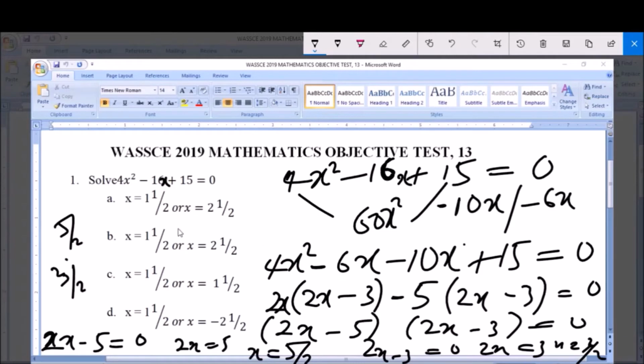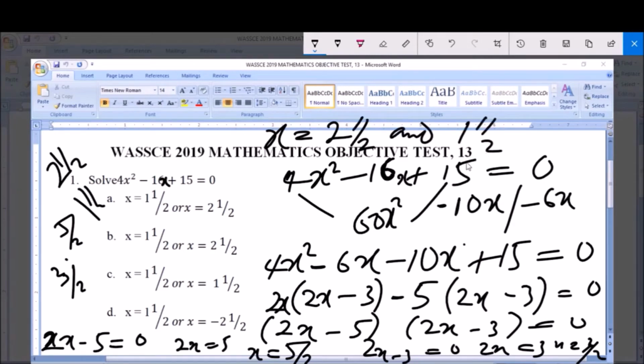But now the answers in this particular question are given in mixed numbers, so we'll solve further. 5 over 2 is the same thing as 5 divided by 2, which gives you 2 whole number 1 over 2, and then 3 over 2 is the same thing as 1 whole number 1 over 2. So our x is equal to 2 whole number 1 over 2 and 1 whole number 1 over 2. That's our correct answer without a negative sign, and that's the same thing as option A.